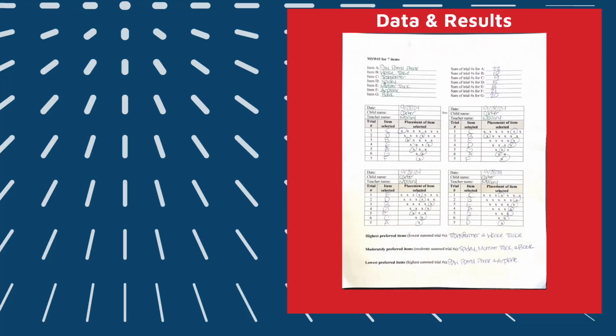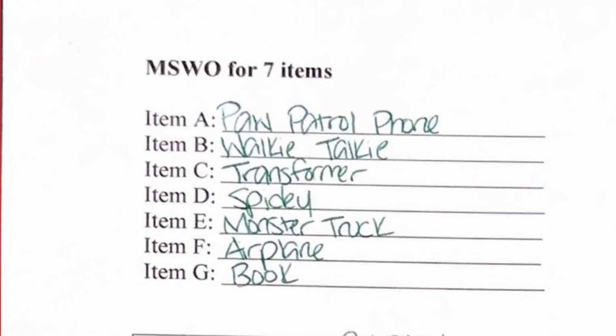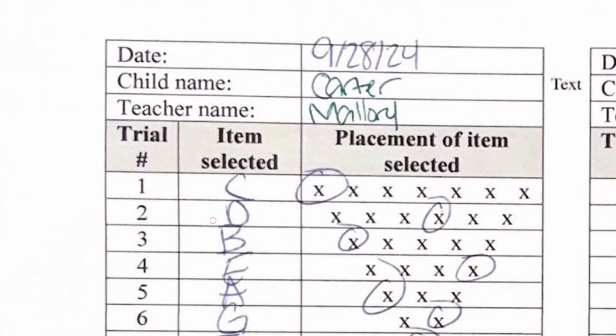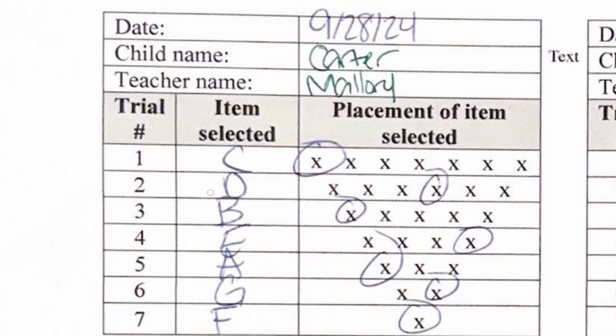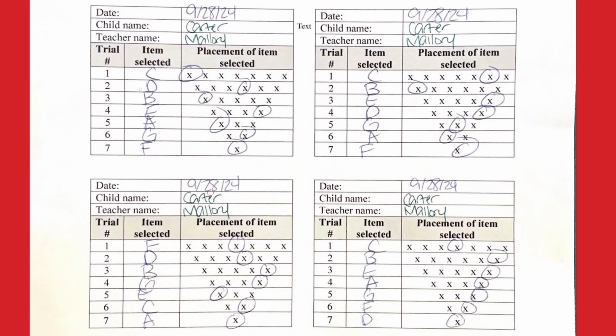Okay, so now that we've watched this video, let's go over the data and results from that assessment. You'll see that I have the items A through G listed that were the same ones as that last slide that we went over. Then here are my results from the assessment from the video. So he selected C, D, B, E, A, G, F, and then I circled the placement of the item that was selected as we went along in the video. Here are my results from the 3 other trials that I ran, just so you have an idea of what that looked like.